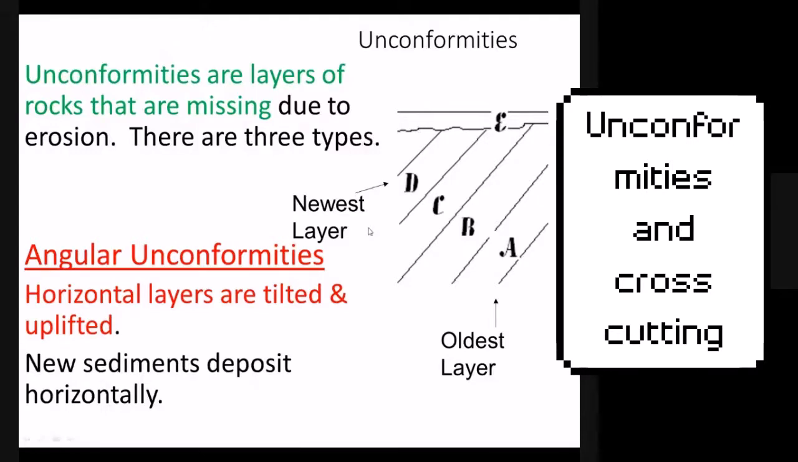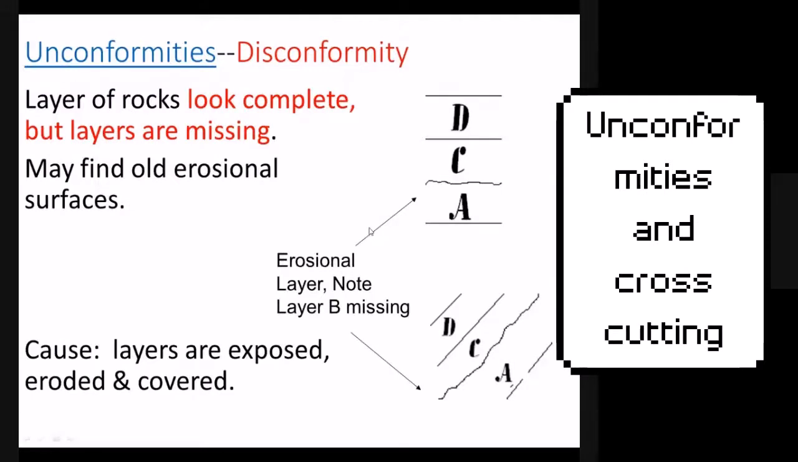Let's look at the next type, which is probably the hardest one to find, and that's a disconformity. And the reason a disconformity is so hard to locate is it looks like all the rocks are there and that nothing is missing, but there is something missing. There's an erosional layer, so a little squiggly line if you're looking at a drawing of it, and then there should be something missing.